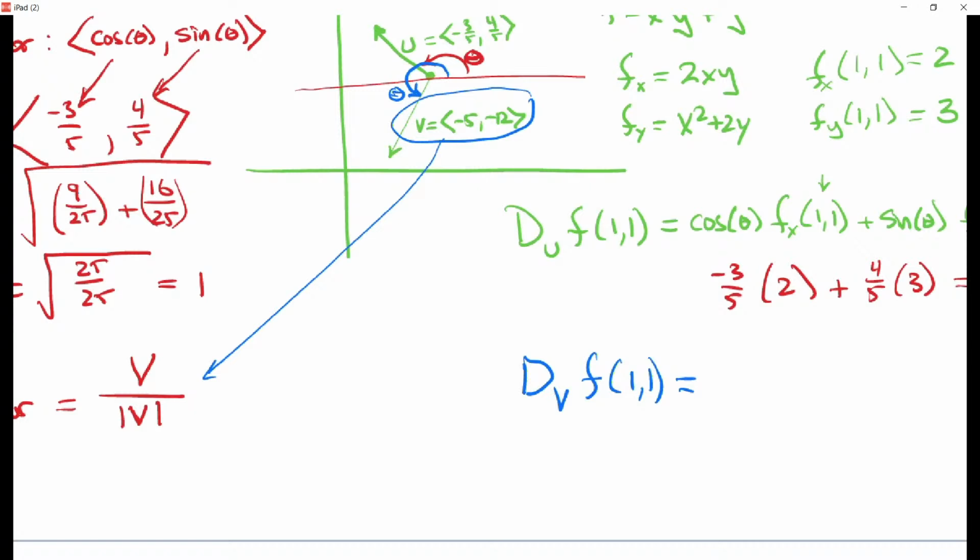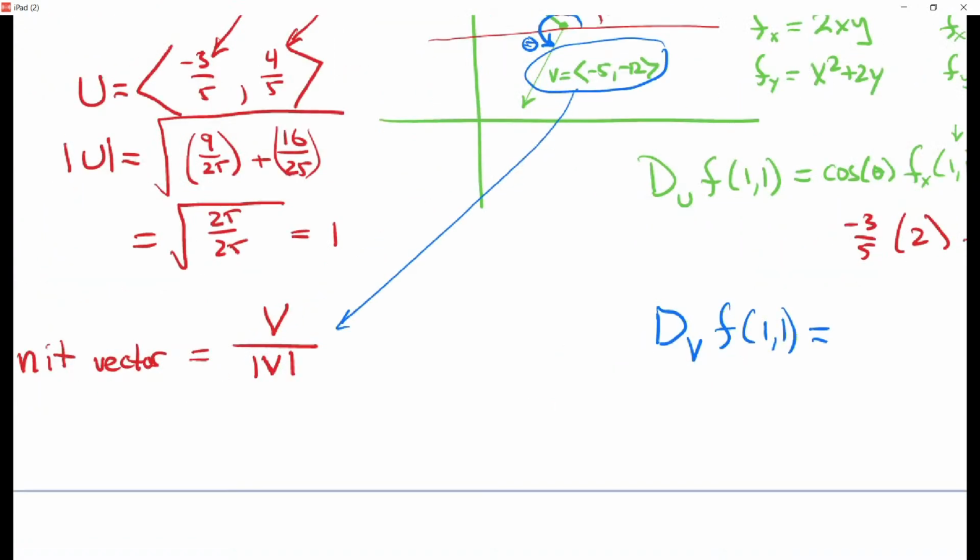And I realize this isn't to scale. I didn't bother because who cares? All we care about is the direction. So we're going to do the same things: magnitude, unit vector, plug and chug.